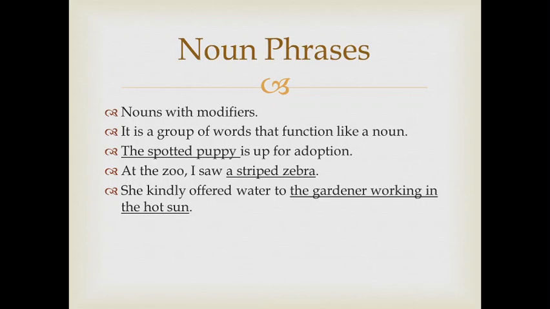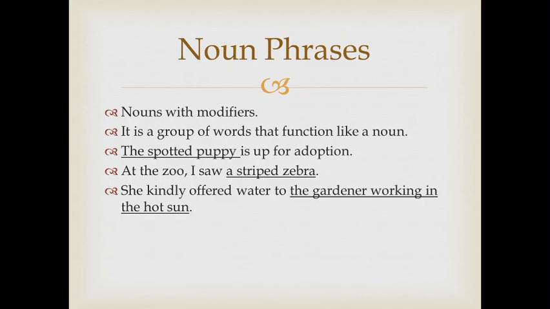Noun phrases. Noun phrases are groups of words in which there is a noun and modifiers, words which modify the noun. It is a group of words that function like a noun. Together, these words function like a noun in that sentence. Example, the spotted puppy is up for adoption. In that sentence, the spotted puppy is the noun phrase.